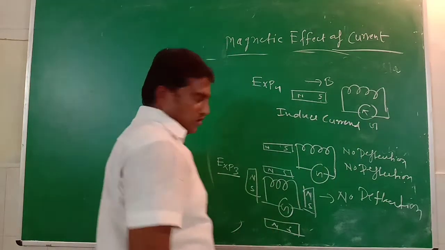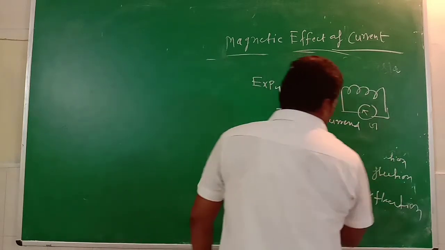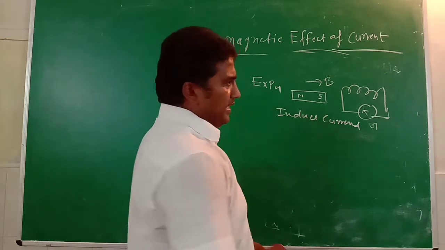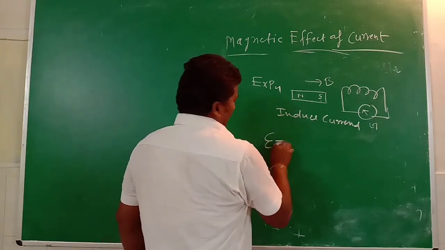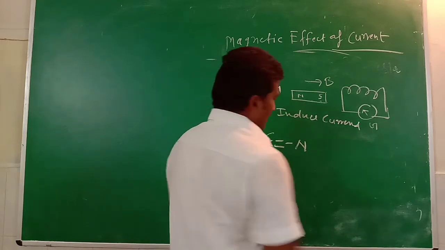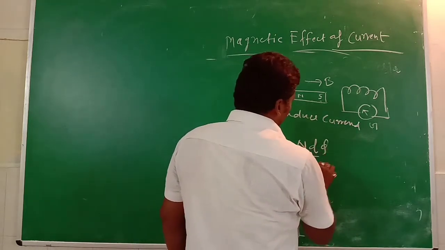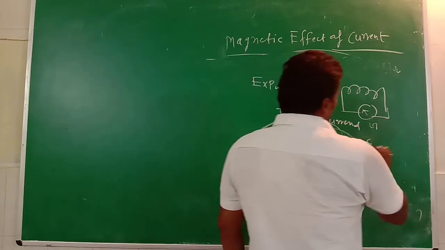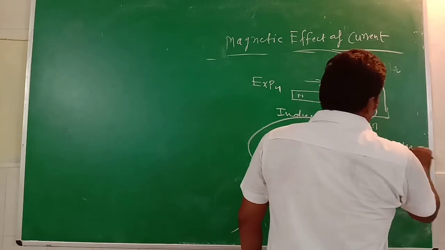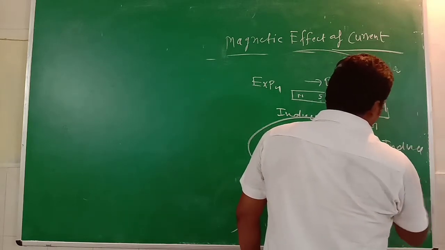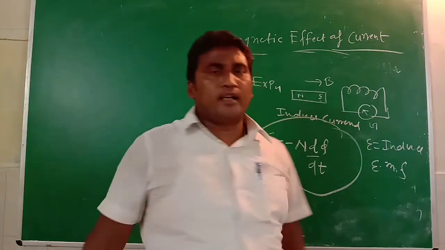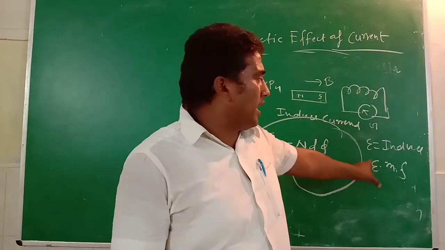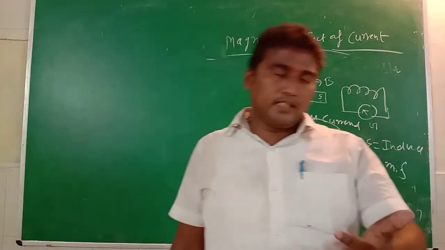And the mathematical relation of electromagnetic induction is generally represented by E is equal to minus N d phi upon dt, where E is the induced EMF. Now the question arises in front of you: what is the EMF? That is generally the full form of electromotive force. But what is electromotive force?